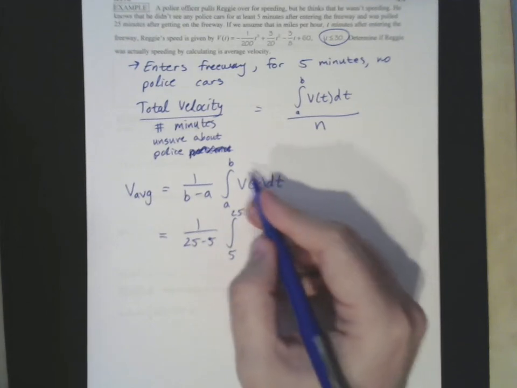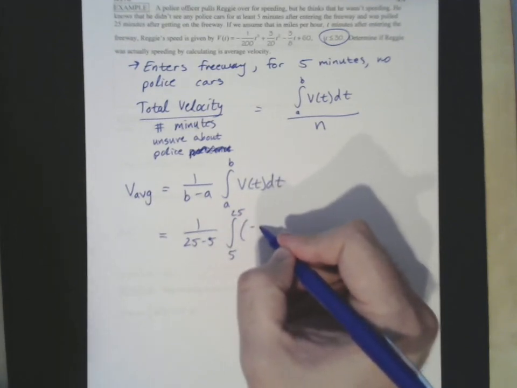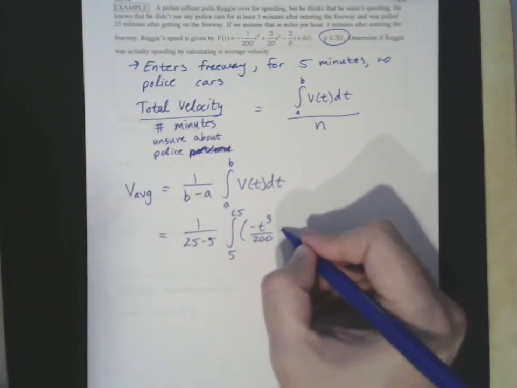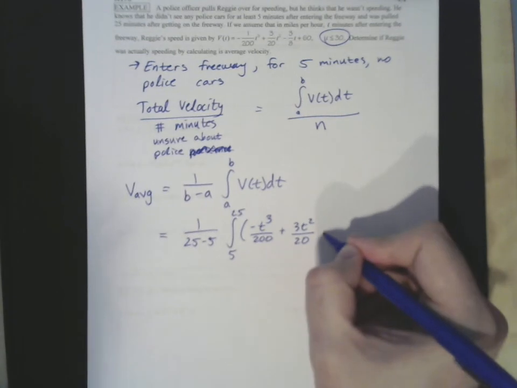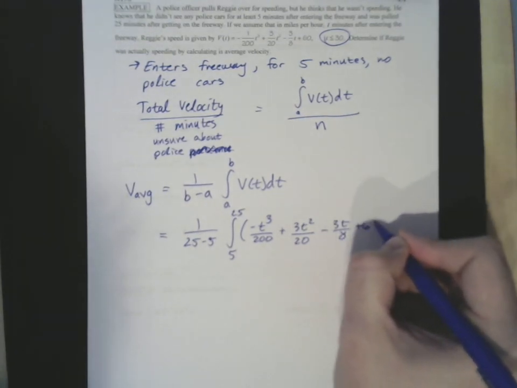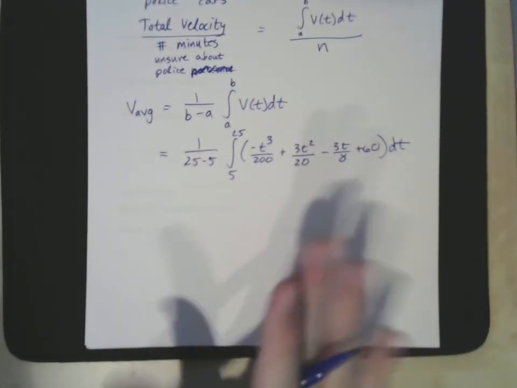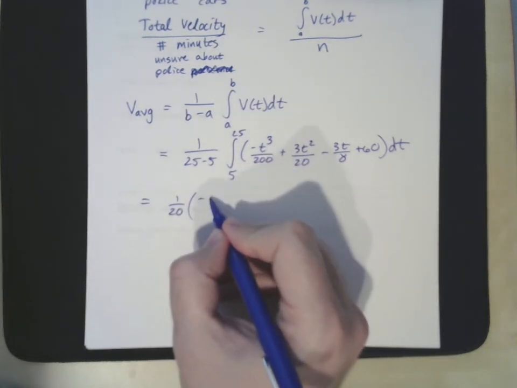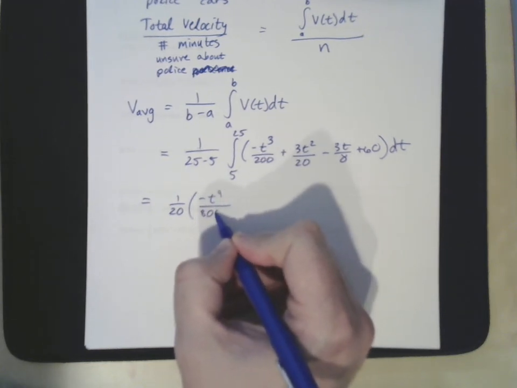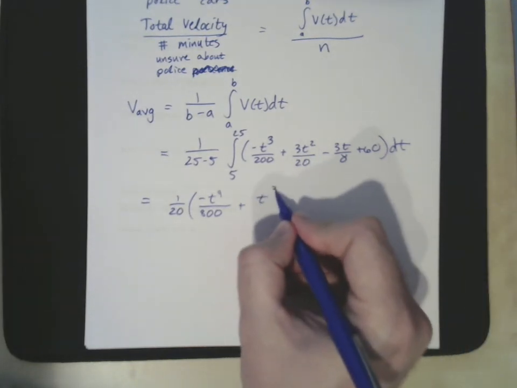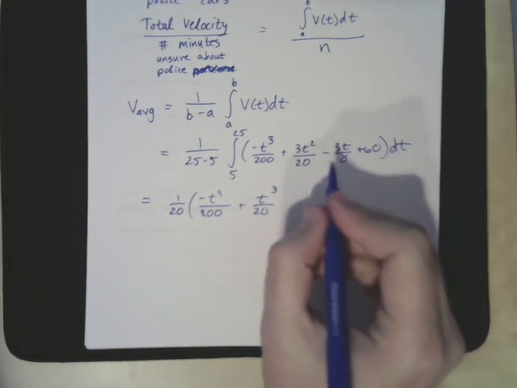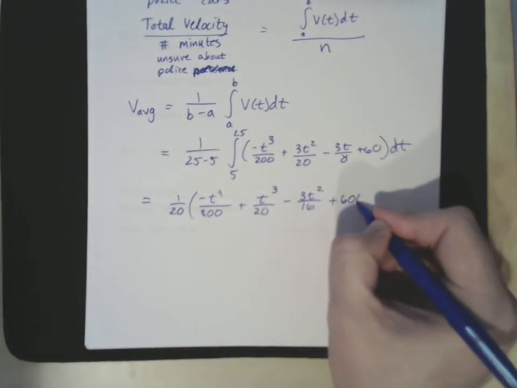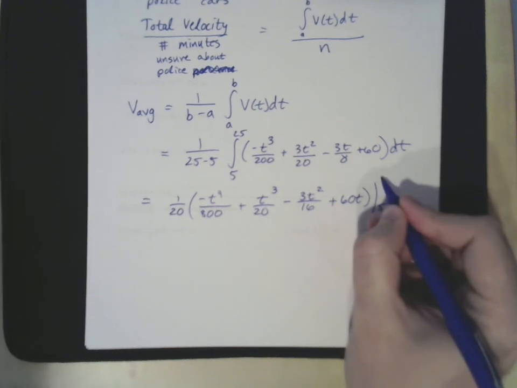times the integral from 5 to 25 of our velocity function, negative t cubed over 200 plus 3t squared over 20 minus 3t over 8 plus 60 dt. So this is going to be 1 over 20 times, this is negative t to the 4th divided by 4, so that's divided by 800, plus t cubed over 20, because we divide this by 3, it already has a 3, minus 3t squared over 16, plus 60t, evaluated from 5 to 25.